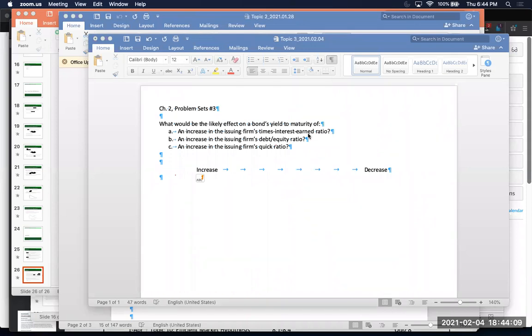So times interest earned ratio, that would be, is that a higher? I'm trying to find it in the textbook so I don't give you something incorrect. They don't have it in this chapter.